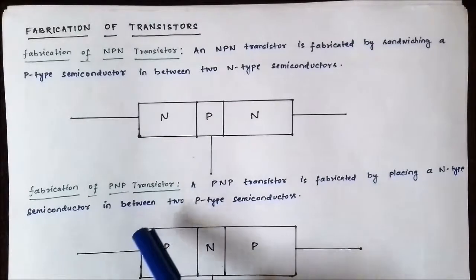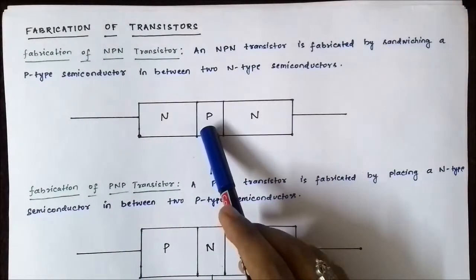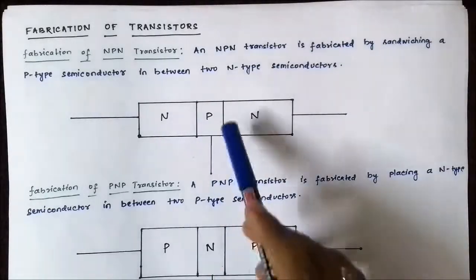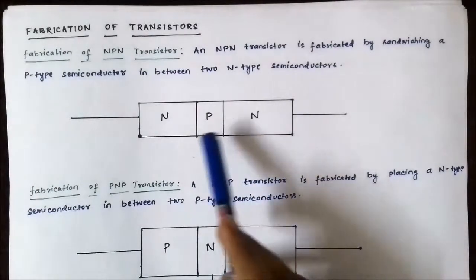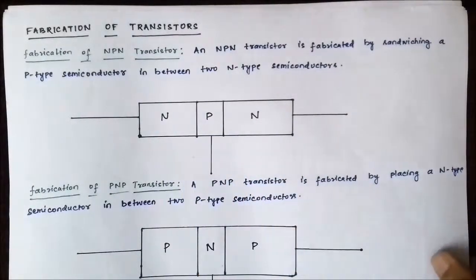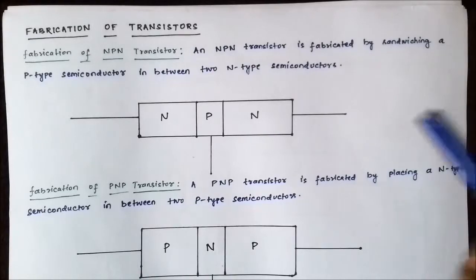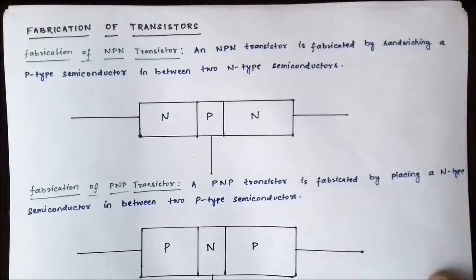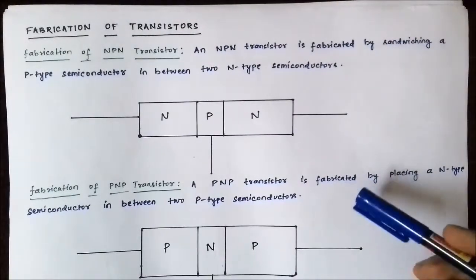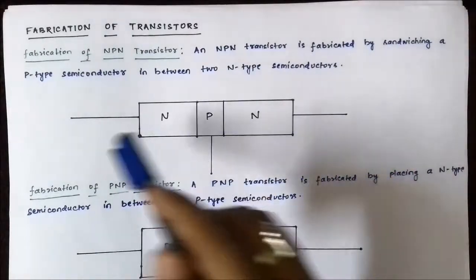As I said before, in an NPN transistor, a p-type semiconductor is placed in between two n-type semiconductors. The process by which these semiconductors are joined together is called sandwiching. So it's just like a sandwich. This is the p-type semiconductor which is sandwiched in between two n-type semiconductors, and from each semiconductor portion a terminal is taken out.